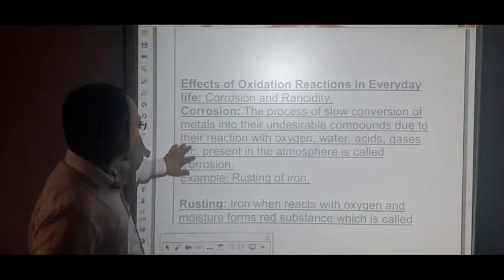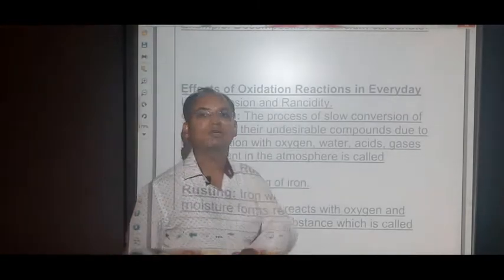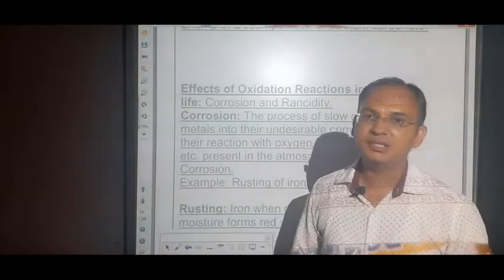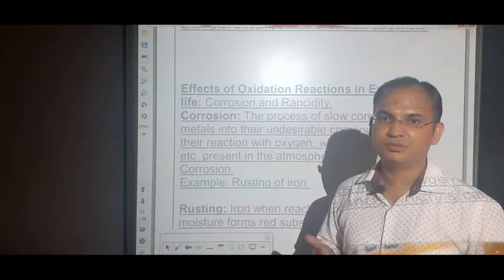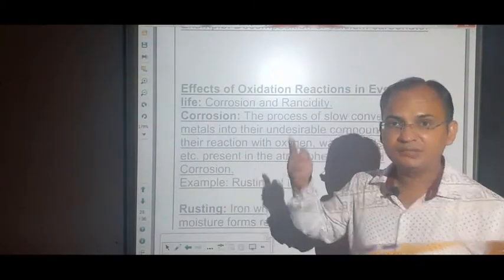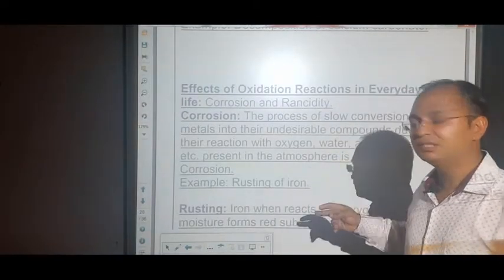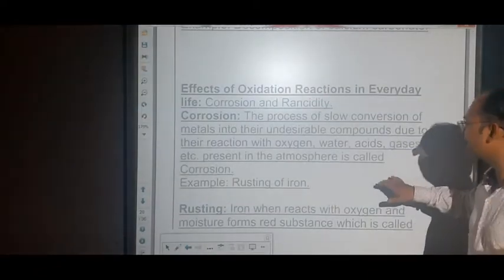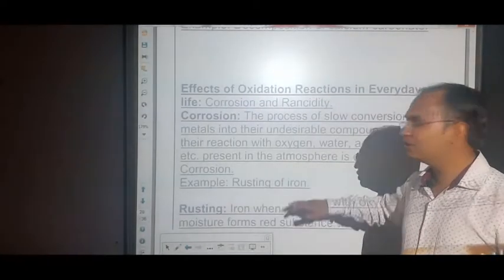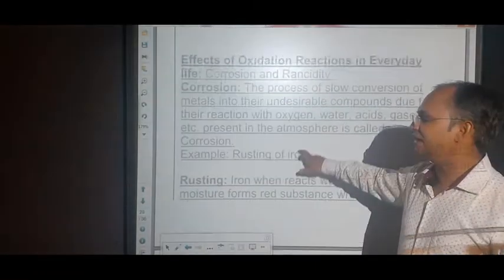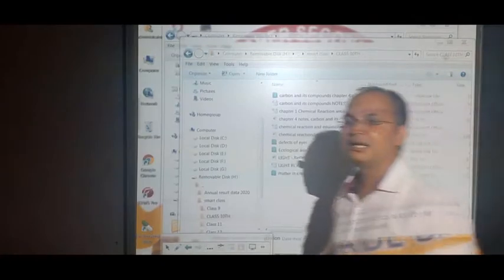Let's see the definition once again. The process of slow conversion of the metals into their undesirable compounds by reaction with water, acid, base, gases, etc. This process is known as corrosion. For example, rusting of iron. Now the most important thing, that is rusting of the iron.